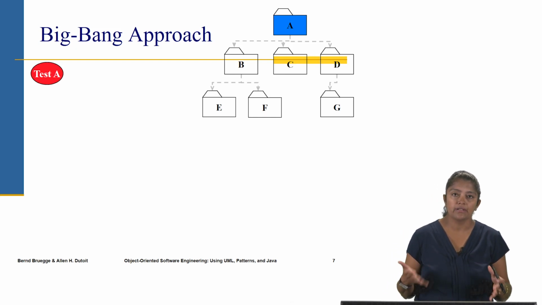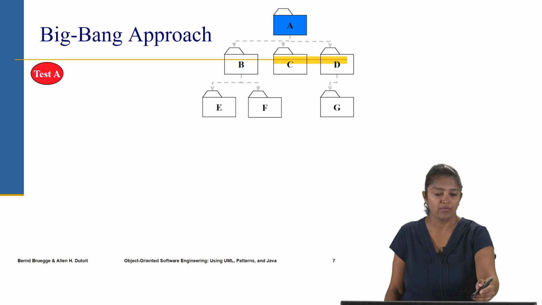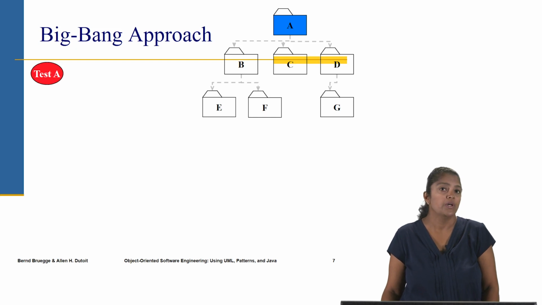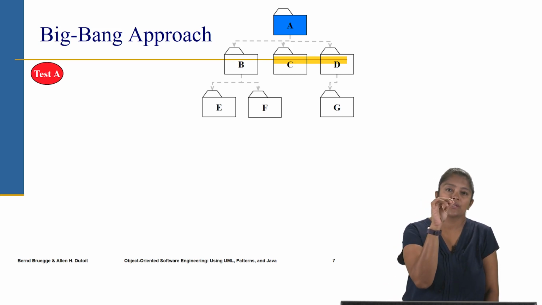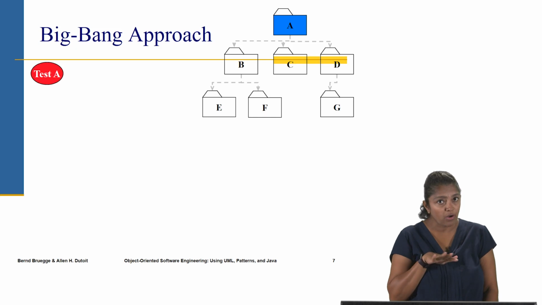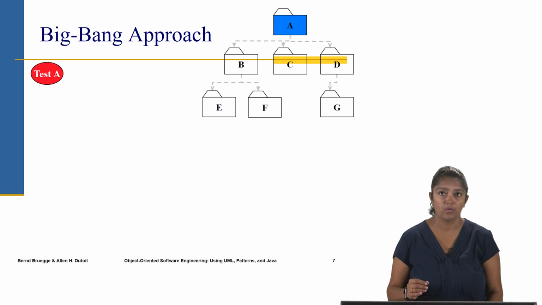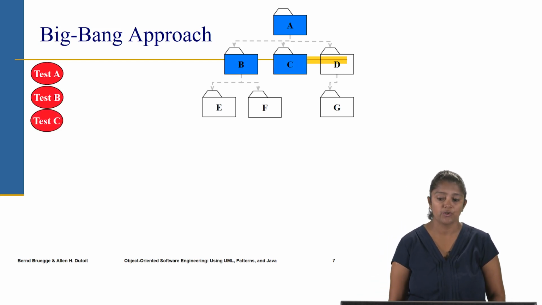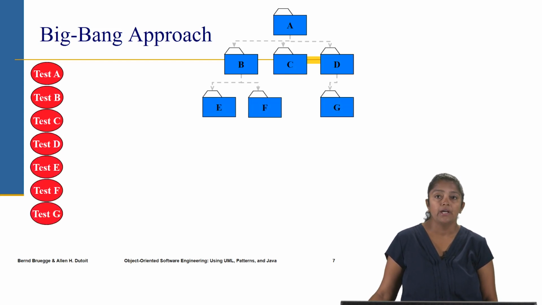So the first strategy for integration testing is called the Big Bang approach. Now we have all of these subsystems A through G, and we need to test them. The assumption is that all of the individual classes within each of these subsystems have already been tested through unit testing, so they've been tested in isolation. Now we want to make sure that the subsystems put together are working. In the Big Bang approach, the idea is to first test each of the subsystems individually: test A, B, C, D, E, F, G.